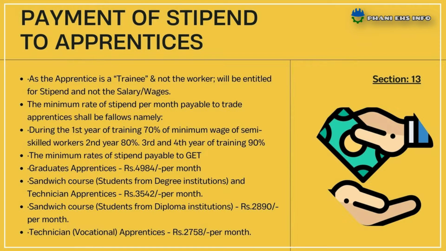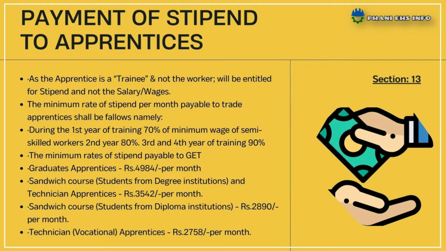The minimum rate of stipend per month payable to trade apprentices shall be as follows, namely: during the first year of training 70% of minimum wage of semi-skilled workers. During the second year of training 80% of minimum wage of semi-skilled workers. During the third and fourth year of training 90% of minimum wage of semi-skilled workers. Above stipend shall be paid as per wages of semi-skilled workers notified by the respective state and union territory.